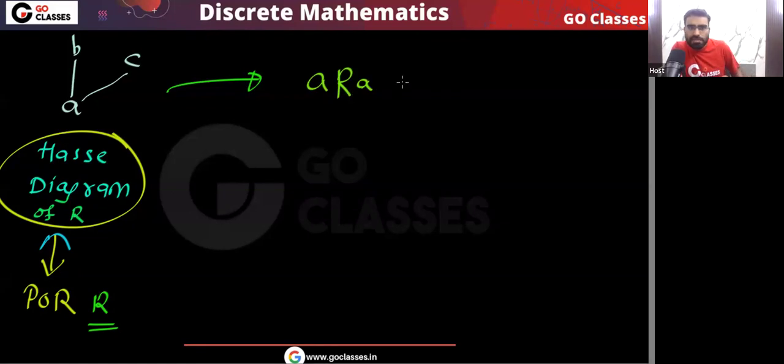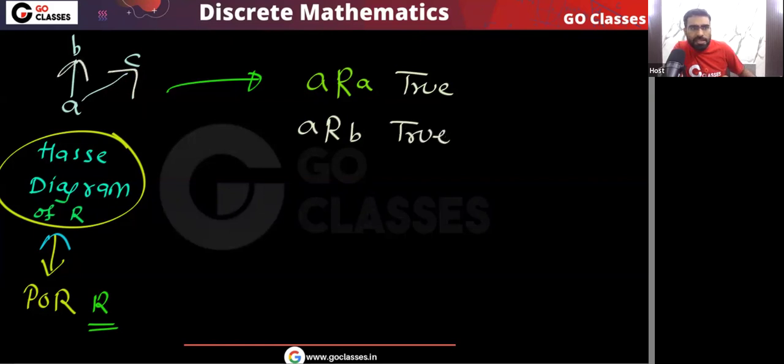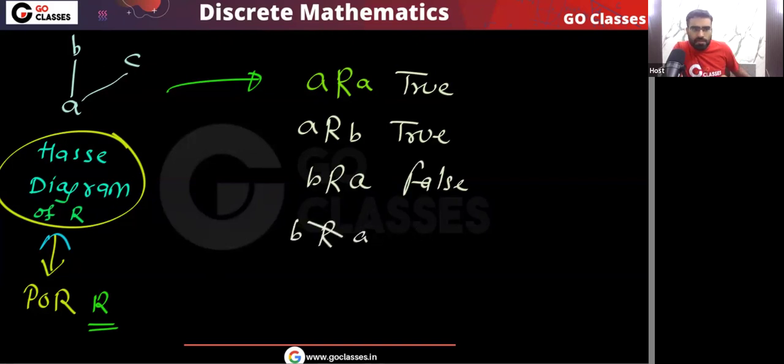A related to A. Yes, this statement is true, because remember, in the hash diagram we do not show the self loop, but they are implicitly present. Can I say A is related to B? Yes, that is also true, because all the directions are upward. Remember, A is related to B. Can I say B is related to A? This is false, because all the directions are upward. A is related to B, A is related to C. But remember, B is not related to A. So very simple point, B is not related to A.